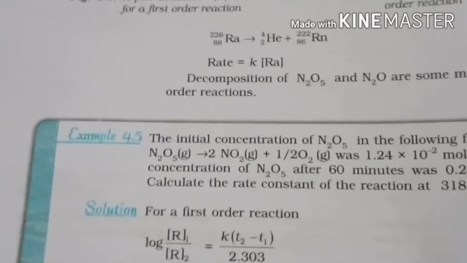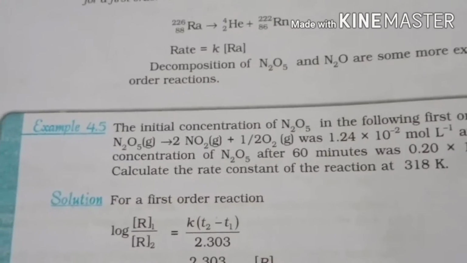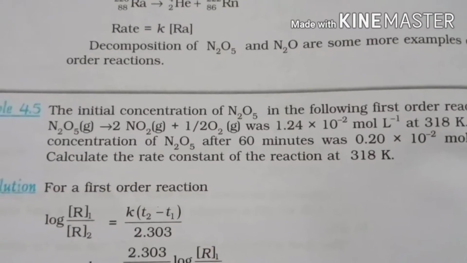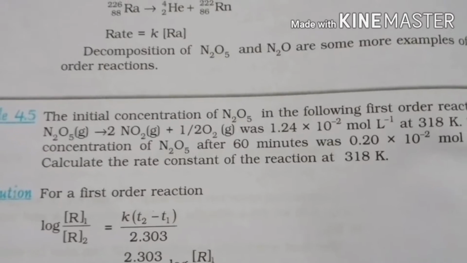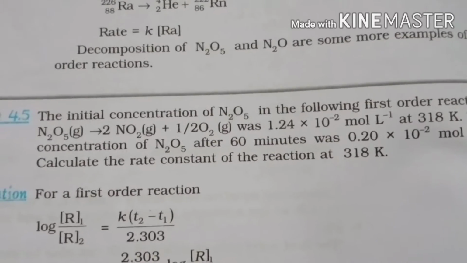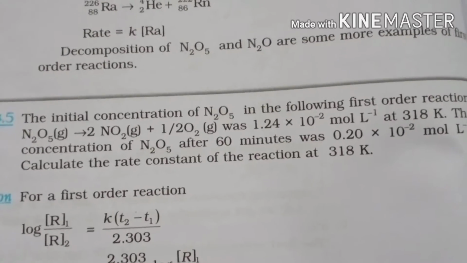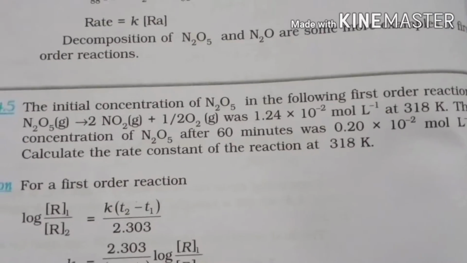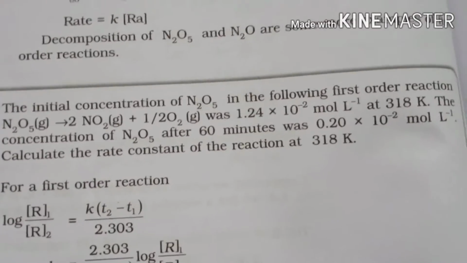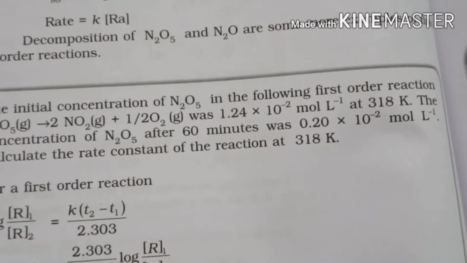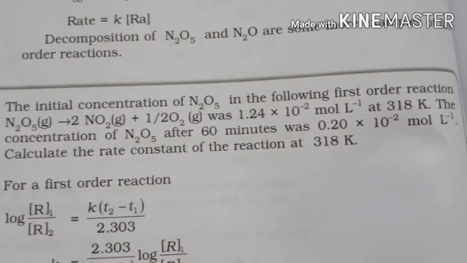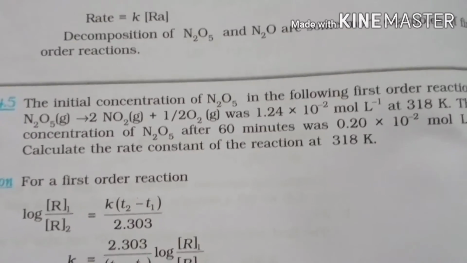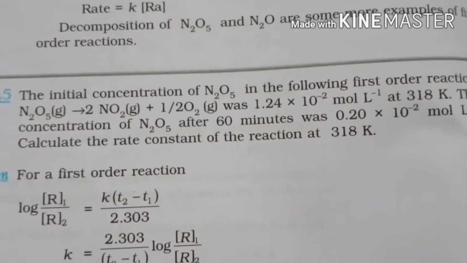In the calculation, the initial concentration of N2O5 in the following first order reaction, N2O5 gives 2 NO2 plus half O2, was 1.24 into 10 to the power minus 2 moles per liter at 318 Kelvin. The concentration of N2O5 after 60 minutes was 0.20 into 10 to the power minus 2 moles per liter. Calculate the rate constant of the reaction at 318 Kelvin.